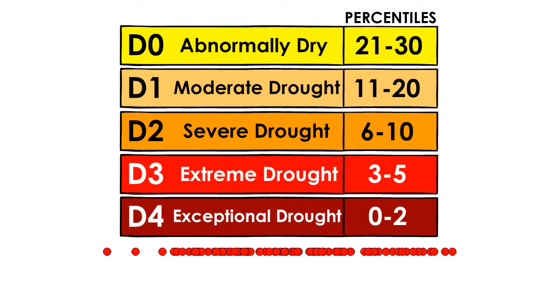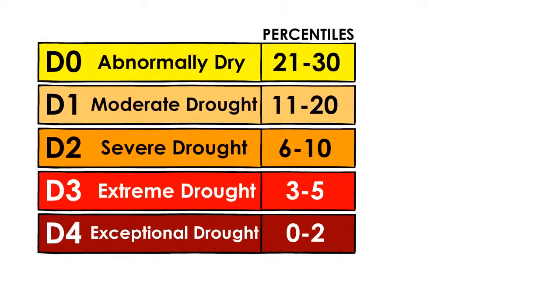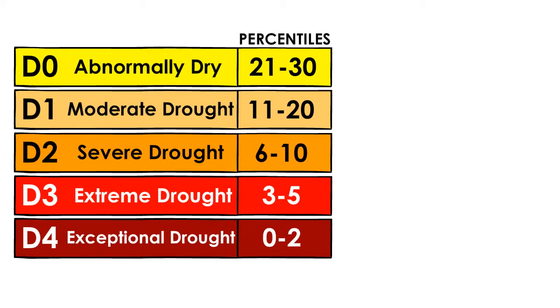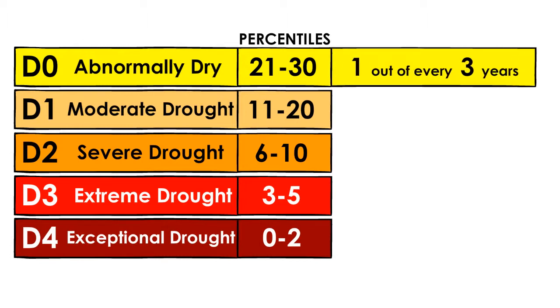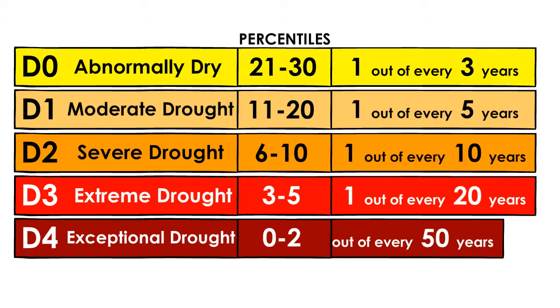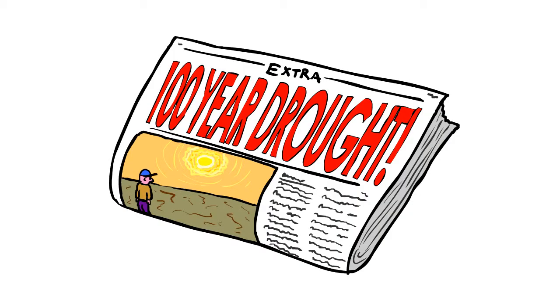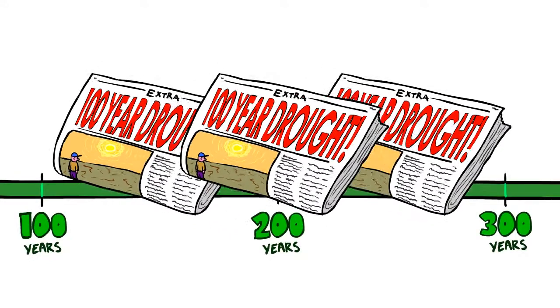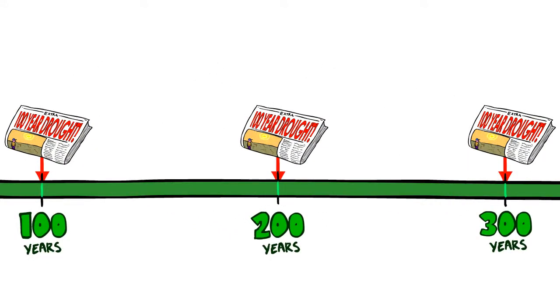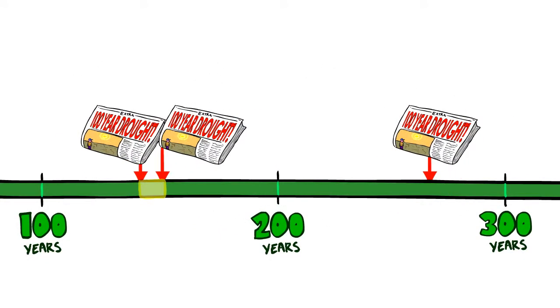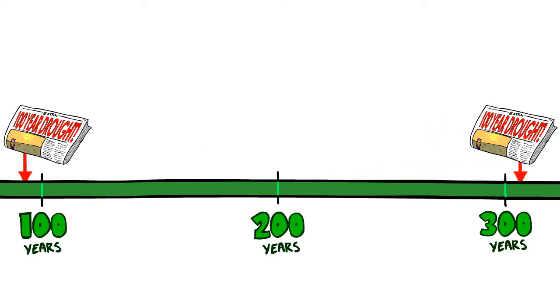For D3 drought conditions, or 3rd to 5th percentile, the value would need to fall between the 3rd and 5th lowest on record. We can describe each category this way by how often we would expect to see these conditions. 1 out of every 3 years for D0, all the way to 1 out of every 50 years for D4. However, just because a 100-year drought is expected once in 100 years, doesn't mean you'll get that drought every 100 years like clockwork. It's possible to have 2 100-year droughts in a very short time span, or not to see one for over 200 years.